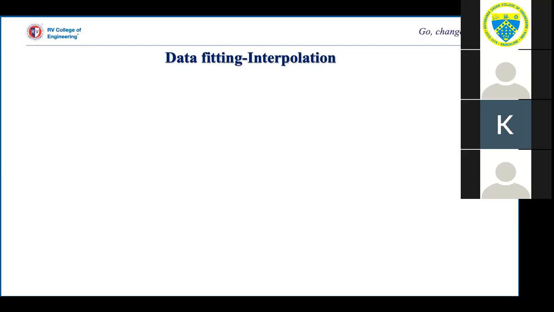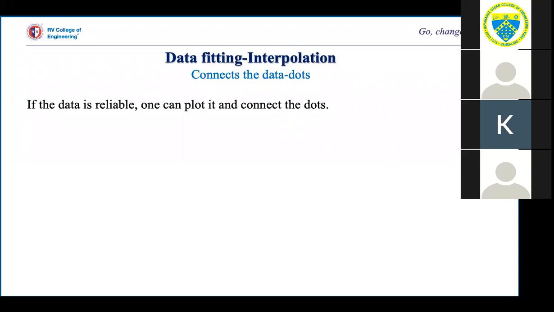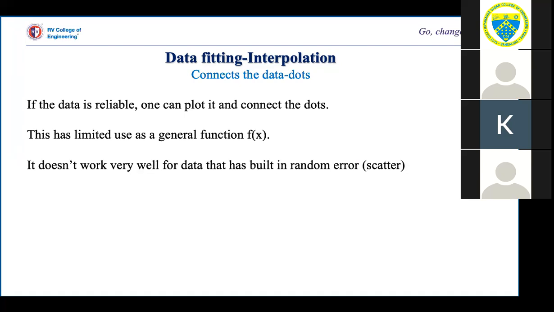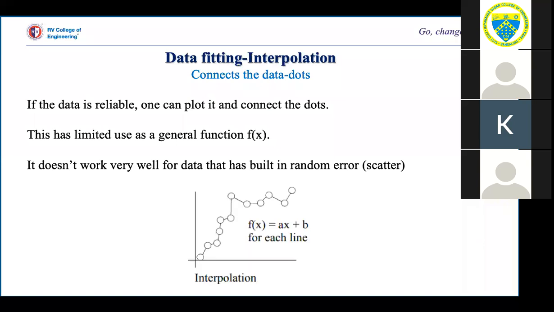Interpolation, right? So one way of data fitting is interpolation. I have used a fancy word, data fitting, here. Many types will come under this, so let us quickly go through. It's connecting the data dots. If the data is reliable, you can connect the dots. The limitation is having a general function f of x. It will not work for data which has random error.